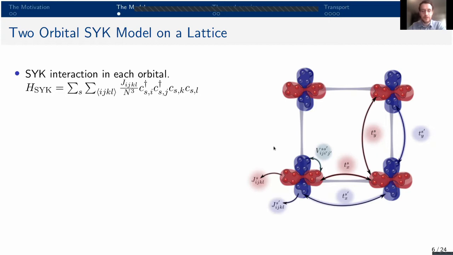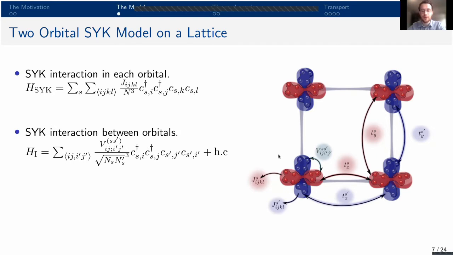What you have here is 2 orbitals given in blue or red that both contain this SYK type interaction, labeled S and S prime. And these 2 orbitals also interact via an SYK type interaction, this V_SS' here, given in the green arrow, with a similar probability distribution. And lastly, we place these 2 orbitals on a lattice.